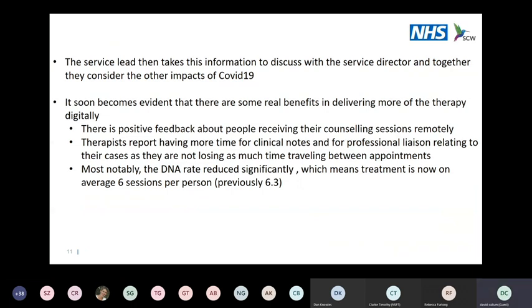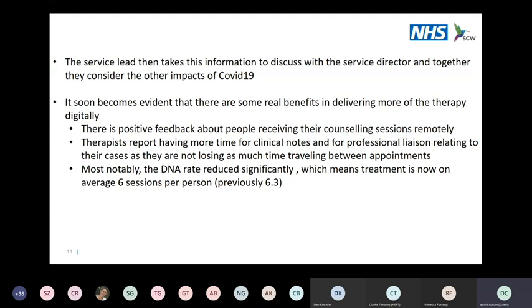So the service lead has done this little bit of modeling. They've modeled their increased demand, and then they have a conversation with the service director, and together they consider the other impacts of COVID-19. What becomes clear to them once they have a conversation around this is that there have been some real productivity benefits in delivering more of the therapy digitally.